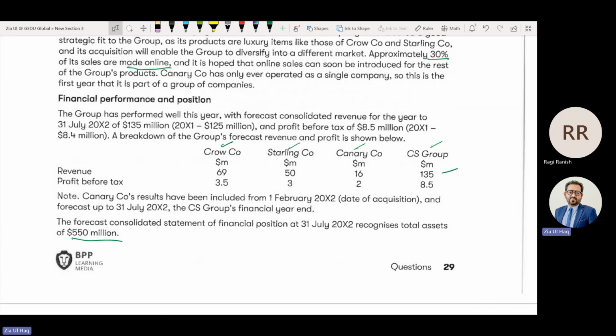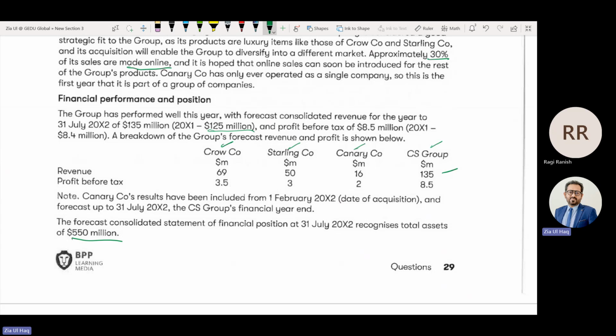Financial performance and position. The group has performed well this year. How have they performed well, sir? See, the forecast consolidated revenue for the year to 31st July is 135 million, while the previous year it was 125 million. As revenue has increased by 10 million, they are saying the group has performed well. And profit before tax is 8.5 million, while the previous year it was 8.4 million. As profit has increased, the group has performed well.